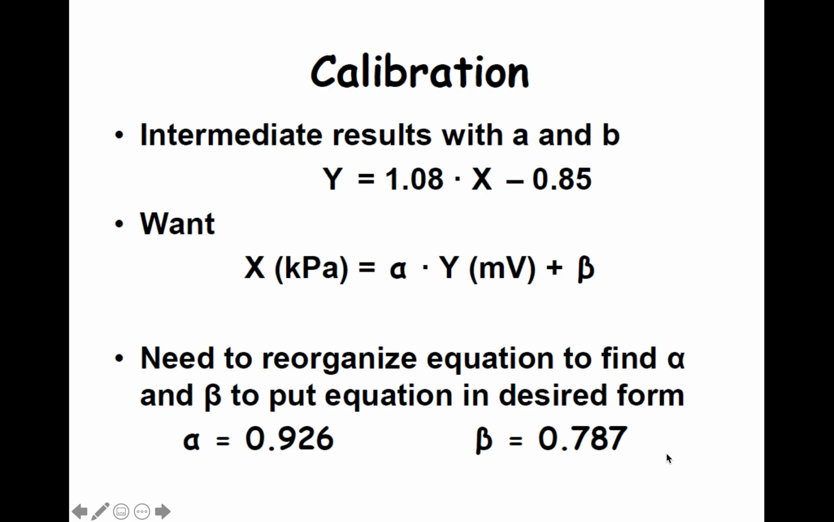We can reorganize the equation to get alpha and beta. So the calibration equation is x equals 0.926 times y plus 0.787.